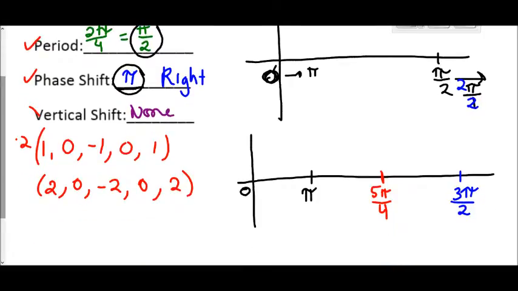So if we start at pi, that will be 2. Halfway in between pi and 5 pi over 4 will be 0. 5 pi over 4 will be -2. And between 5 pi over 4 and 3 pi over 2 will be 0. And at 3 pi over 2 we'll have a +2. So one period of this graph will look like that.